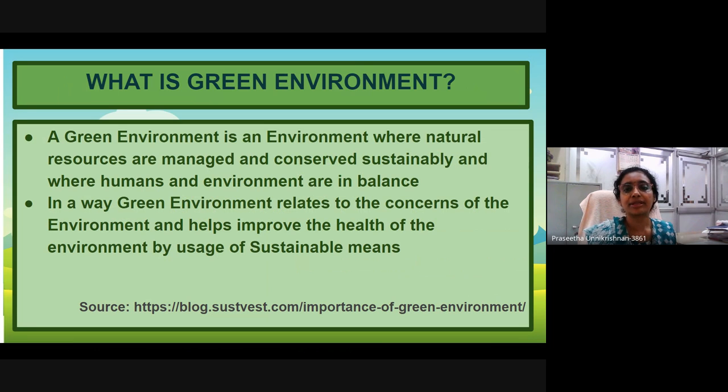A green environment is an environment where natural resources are managed and conserved sustainably and humans and the environment are in balance. In a way, green environment relates to the concern for the environment and helps improve its health by the usage of sustainable means. Hence, green environment means that our resources are managed and conserved sustainably, so as to have a healthy environment.